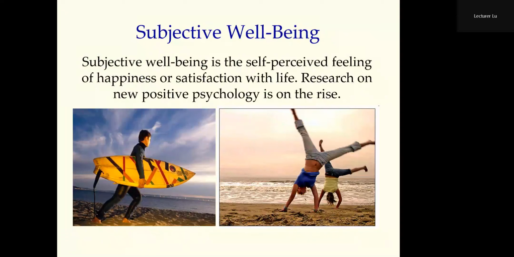And the level of happiness is subjective. Different people have different views and different standards of what is happiness. It is called subjective well-being. It is the self-perceived feeling of happiness or satisfaction with life. Research on positive psychology is on the rise. There is a subfield of psychology called positive psychology, and this field is focused on the research on subjective well-being.